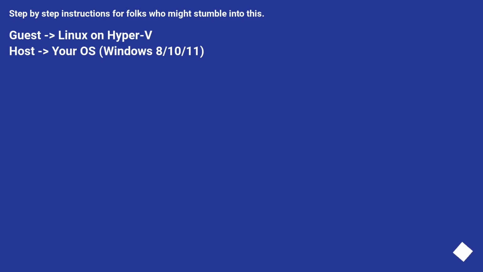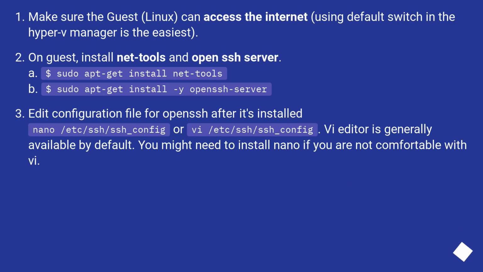Step-by-step instructions for folks who might stumble into this. Guest: Linux on Hyper-V. Host: your OS, Windows, August 10, 2011. Make sure the guest, Linux, can access the internet. Using the default switch in the Hyper-V Manager is the easiest.